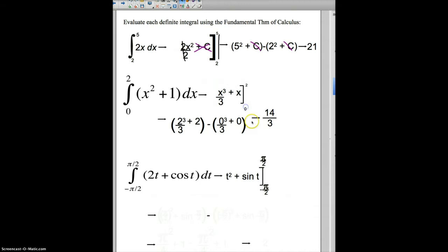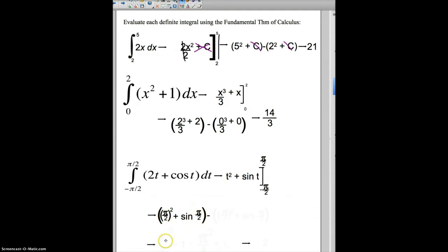All right, so let's do a trig one. Antiderivative of 2t is t squared. You add 1 to the exponent and divide by the new exponent. That's how those 2's cancel. And the antiderivative of cosine is positive sine. We're integrating that from negative pi over 2 to pi over 2. So first you plug in the pi over 2. So you're going to have pi over 2 squared. And plug in the pi over 2 here, and you get sine of pi over 2.